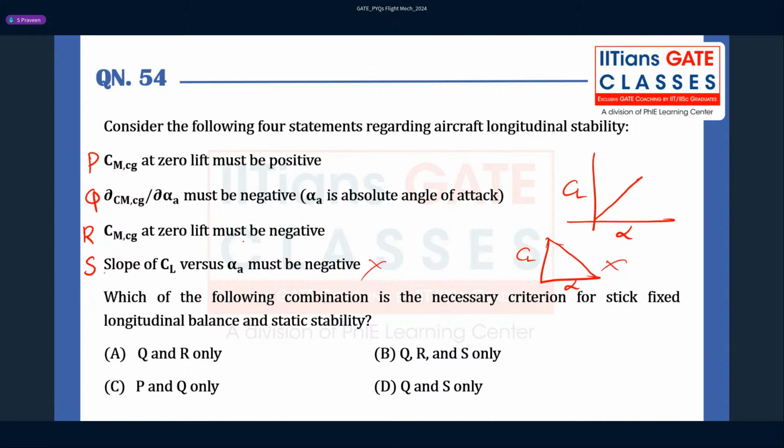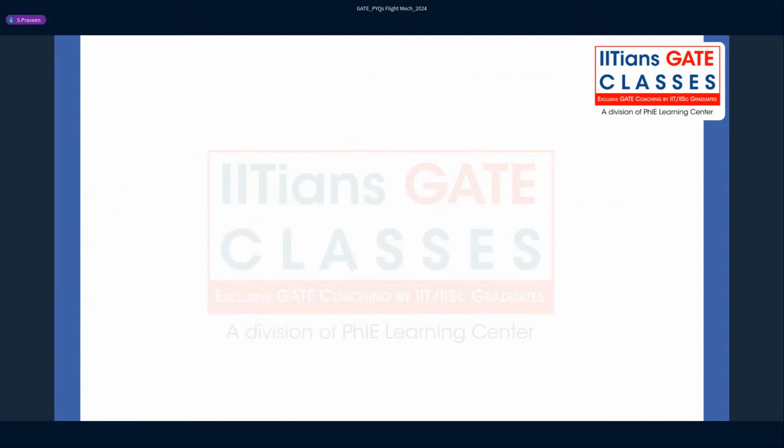Like CM at CG at zero lift must be negative, right? So let's look at that from the stability theory. If we rewind back from the stability theory or the stability analysis.